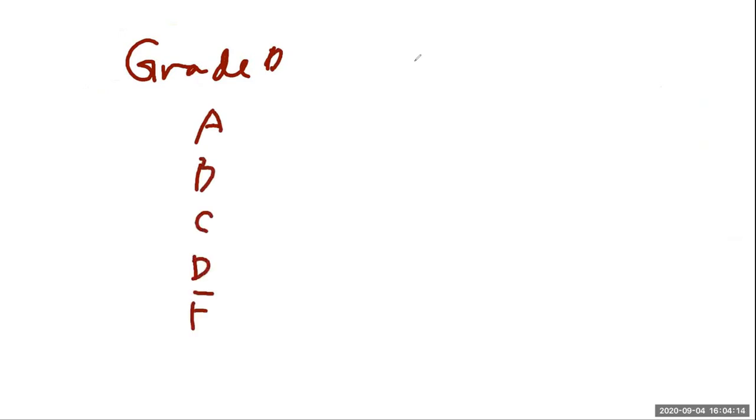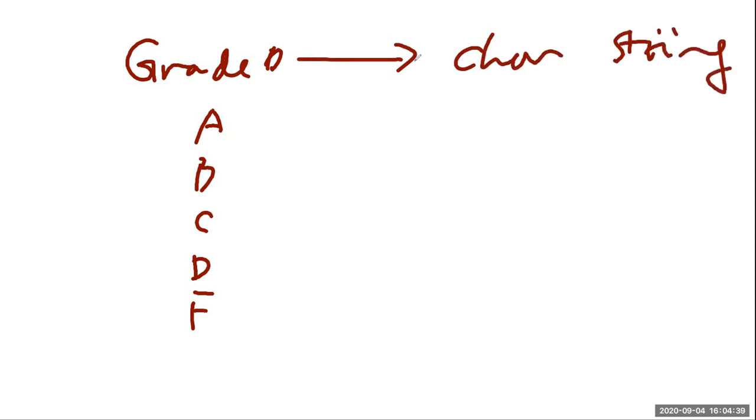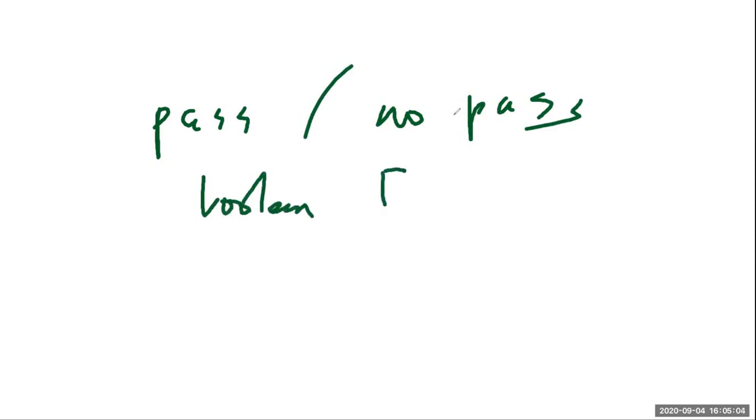So how about here, Ethan, how about your grade? Your grade, you have A, B, C. So what data type is this one? Grade should be character, yeah. Character, or we say in code it is string. In Python, string and character are the same. Single quote, double quote, triple quote, they all mean string. So this one is actually a string type. And if we do pass, no pass, right? This one should be Boolean type. Boolean type, true or false.